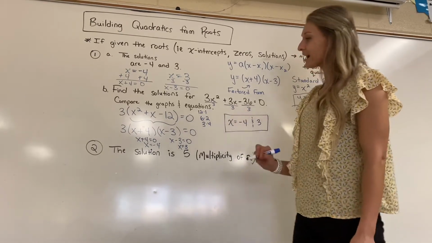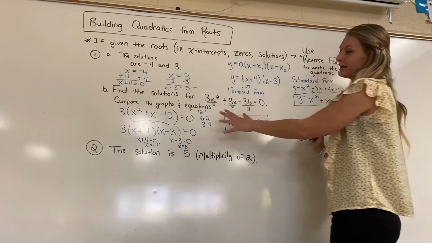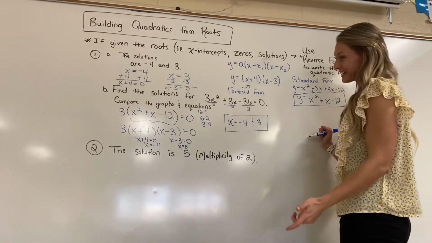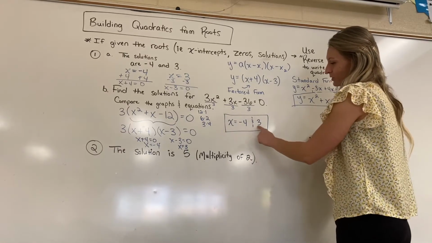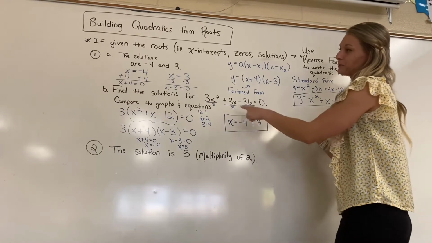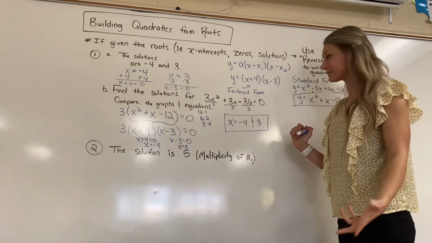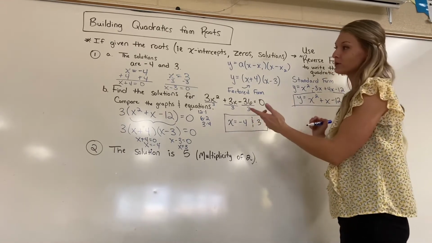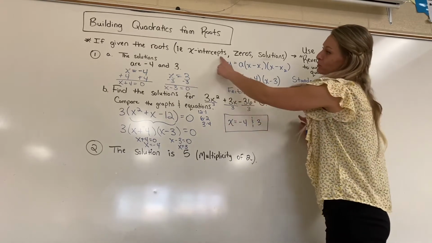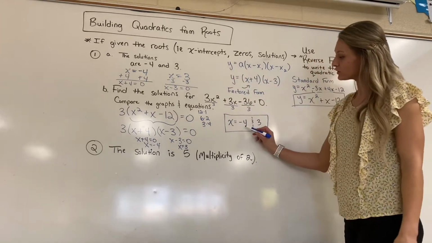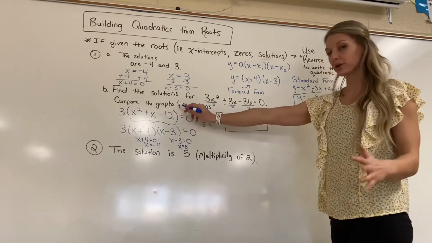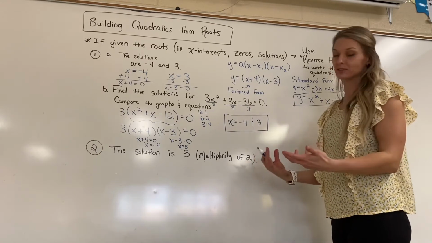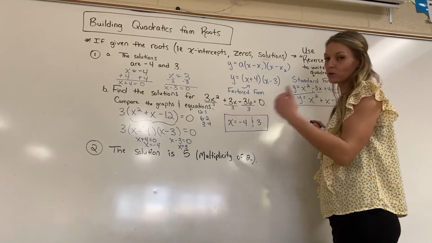So now it wants us to compare this problem with that one to see if we notice something. The first thing that I noticed is what the solutions are to this one compared to the solutions we had in the beginning one. They're the same, okay? And remember, solutions are the same thing as x-intercepts. So comparing the graphs, they would cross the x-axis at the same places. They both cross the x-axis at negative 4 and 3, okay?